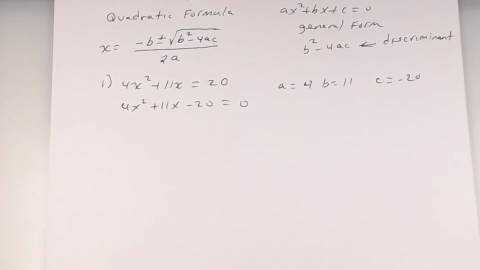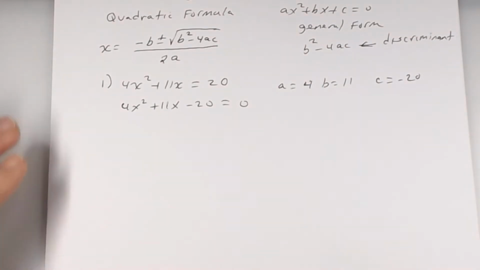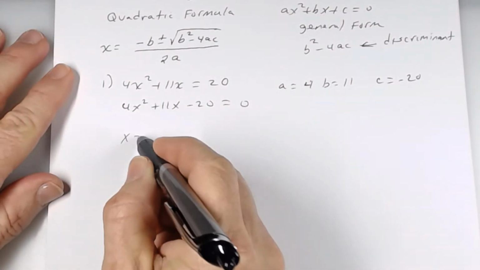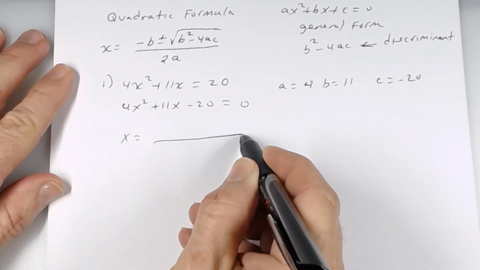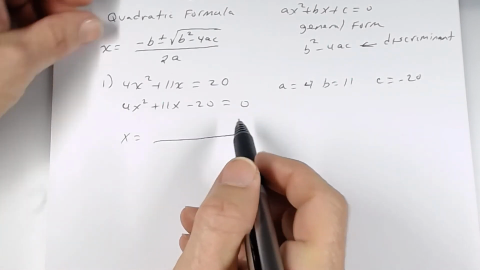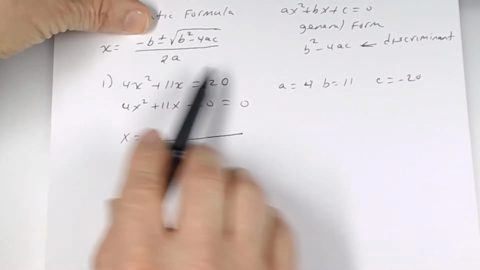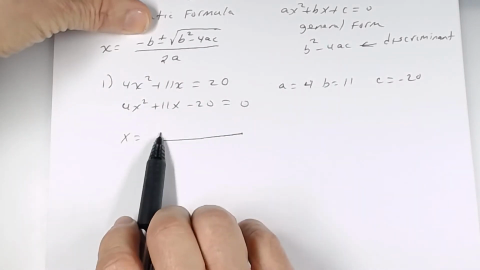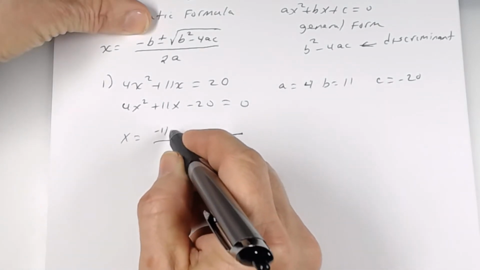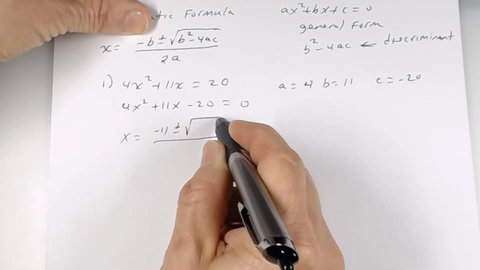And so once you get A, B, and C, all it does is just plug and chug. So you plug everything into your formula and you chug it out. Okay, so I get x equal. All right, I'm going to go ahead and draw my division symbol. So remember, the first part says whatever B is, I do what to it? Take the opposite. Well, B is 11, so this becomes what? Negative 11. Plus or minus the square root of.